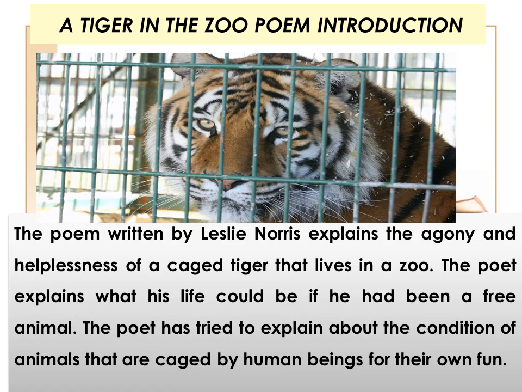The poem written by Leslie Norris explains the agony and helplessness of a caged tiger that lives in a zoo. The poet explains what his life could be if he had been a free animal. The poet has tried to explain about the condition of animals that are caged by human beings for their own fun. This poem shows a vivid explanation of how a tiger would have behaved if he had been free.